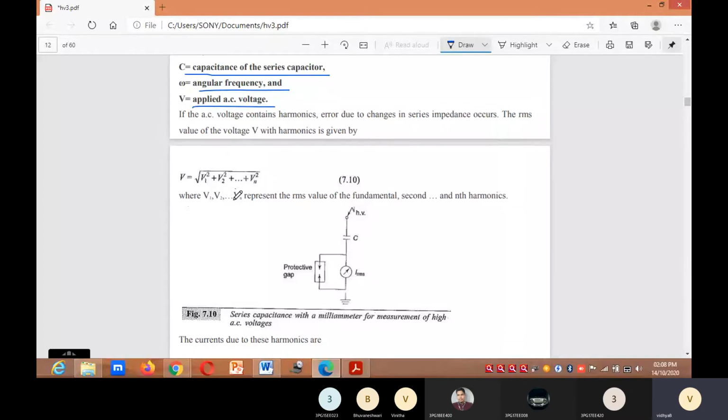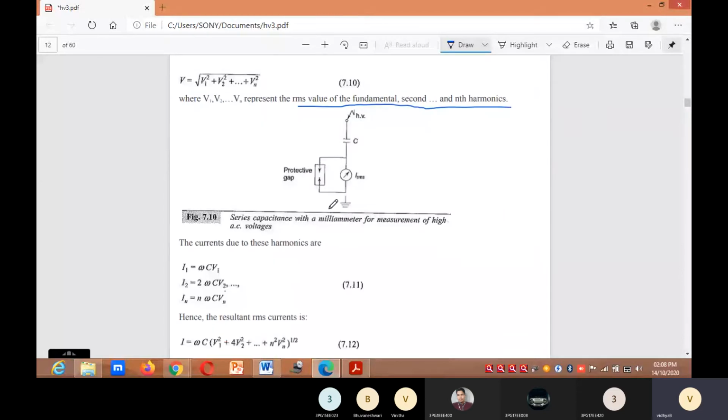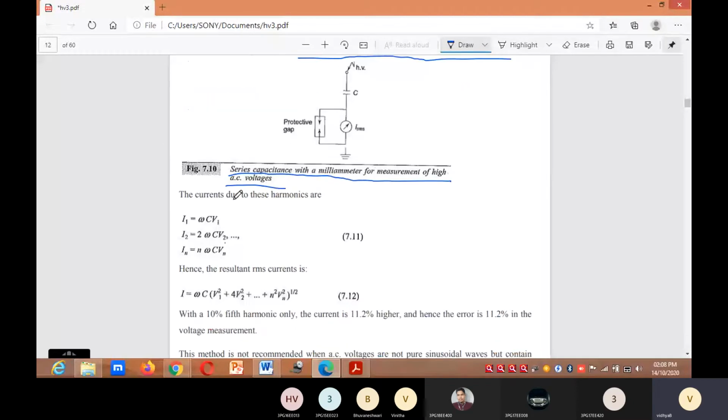V1, V2, Vn represent the RMS values of the fundamental, second and nth harmonics. This is the diagram for measurement of high AC voltage, a series capacitance with a milliammeter for measurement of high AC voltages. The currents due to these harmonics: I1 is equal to omega C V1, I2 is equal to 2 omega C V2, In is equal to n omega C Vn.